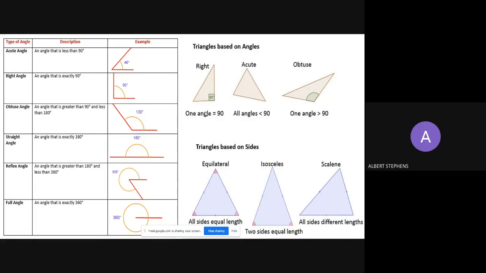We also have different types of triangles called equilateral. Can someone tell me something about equilateral triangles? Sir, the three sides are equal, three angles are equal. Right. And in an isosceles, two sides are equal. Now, in an isosceles triangle, the internal angles measure what?